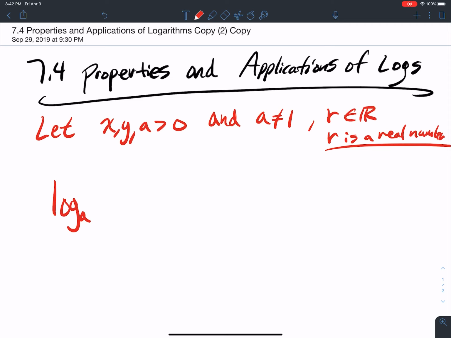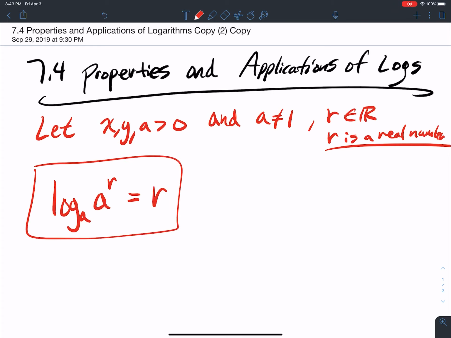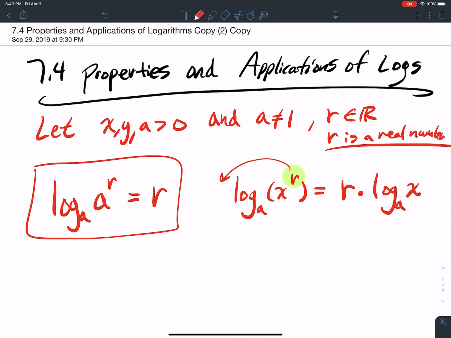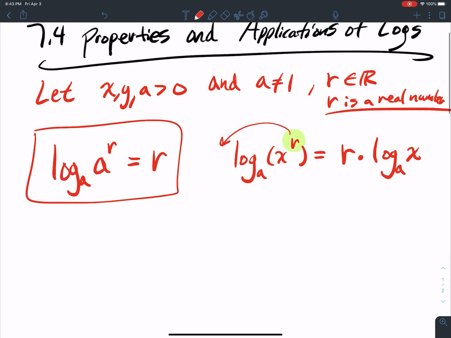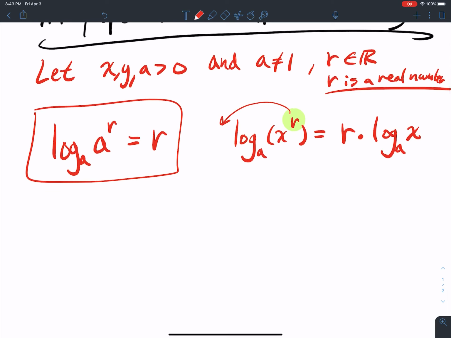Log base a of a to the r, this is our log trick to get rid of a base. We log a it, gets me r. Log base a of x raised to the r, what happens? This is called the power rule. The r comes out in front, and I have r times log base a of x. This is going to really help us out in a little bit. That's a very powerful rule.